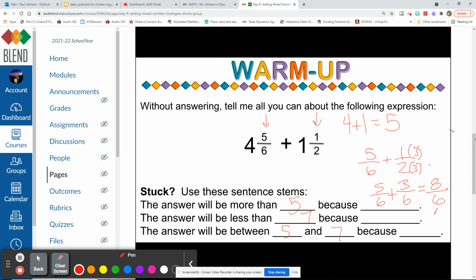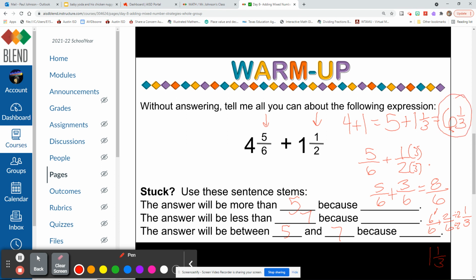Remember that 8/6 is the same thing as 6/6 plus 2/6. It's getting messy. So 6/6 is 1, and 2/6 can be simplified because both your numerator and denominator are even. So that is 1/3. So 1 and 1/3. We take this 1 and 1/3 and add it back to the 5 from earlier, and our final answer is 6 and 1/3.